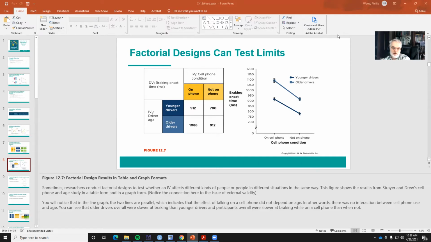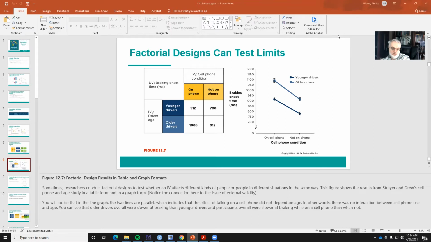So maybe on the cell phone and not on the cell phone, maybe it's a flat line. Let's just say it's 800 in both conditions. That would also be an interaction. So the difference is different depending on whether you are young or old. If you're young, for example, maybe there's absolutely no difference. And if you're old, there's a big difference.